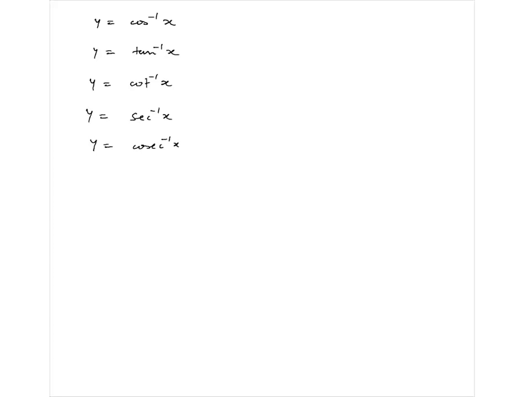As far as domain is concerned for sec inverse and cosec inverse, x represents what? Sec y equal to x. Value of sec never lies between minus 1 and 1. So x can be anything, but it can never be between minus 1 to 1. x is sec of y. So x is sec of something, and sec of something never lies between minus 1 and 1. Same story for cosec inverse.